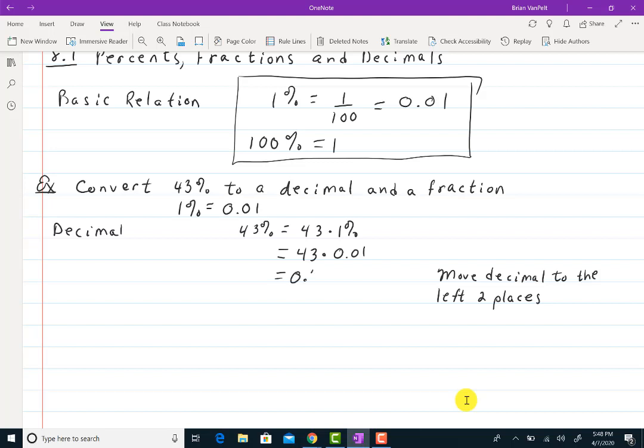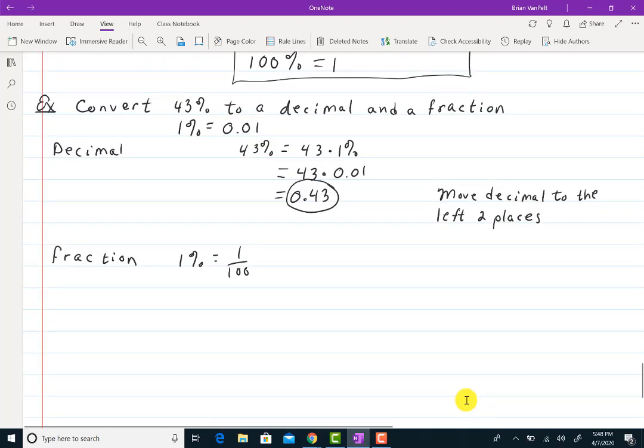So I get 0.43 is the decimal version of the answer. Now as a fraction, I'm going to use 1% equals 1 over 100. So this time, when I have 43%, this is 43 times 1 over 100. And if it makes you feel better, put a 1 under the 43, and you'll get 43 over 100. And so there you go. This thing has been changed to a decimal and a fraction.